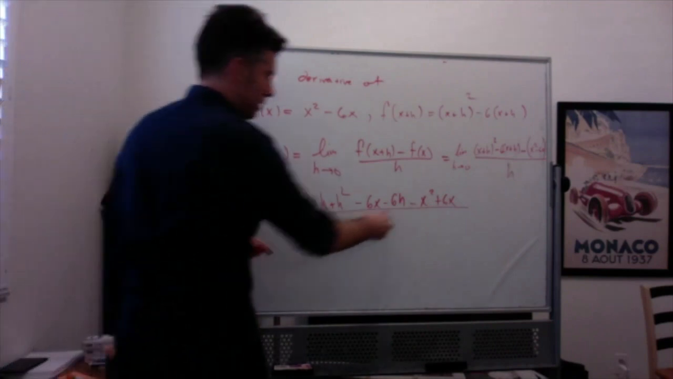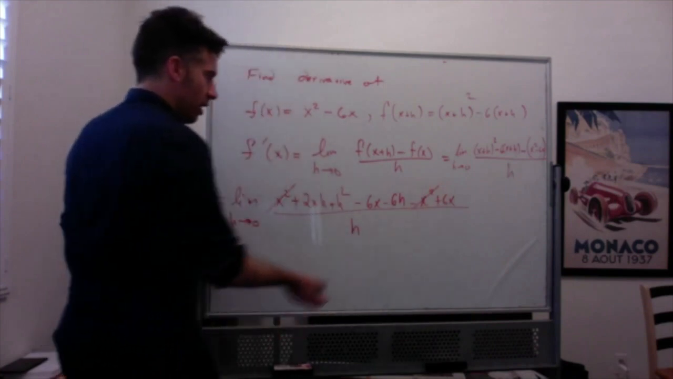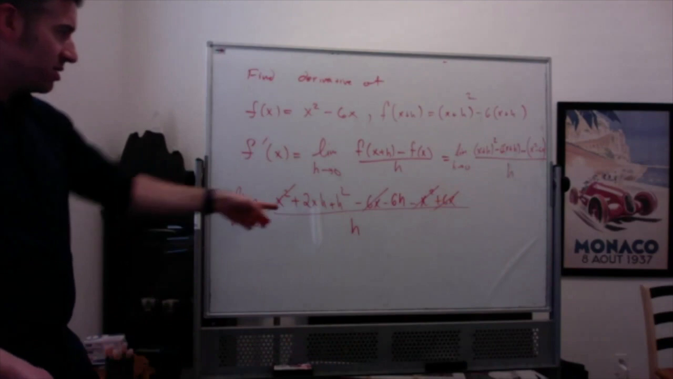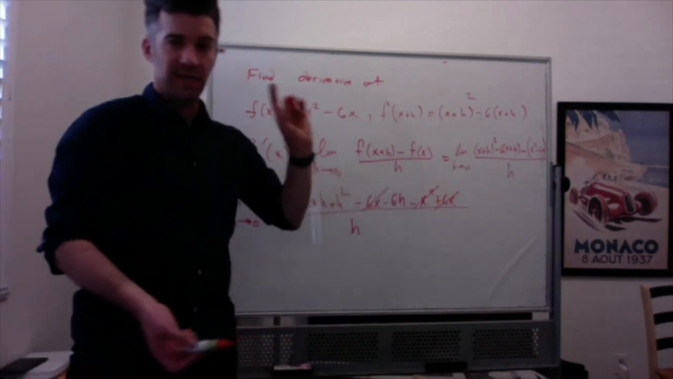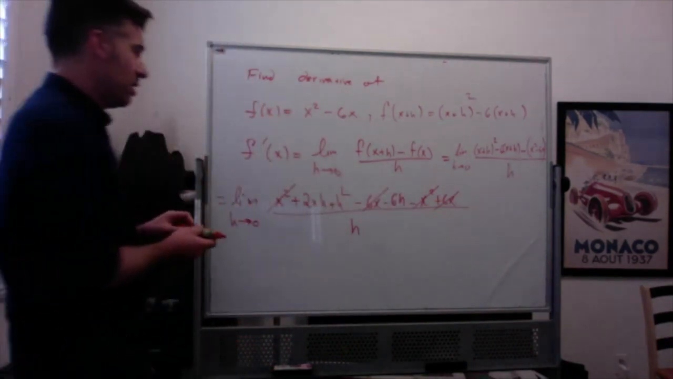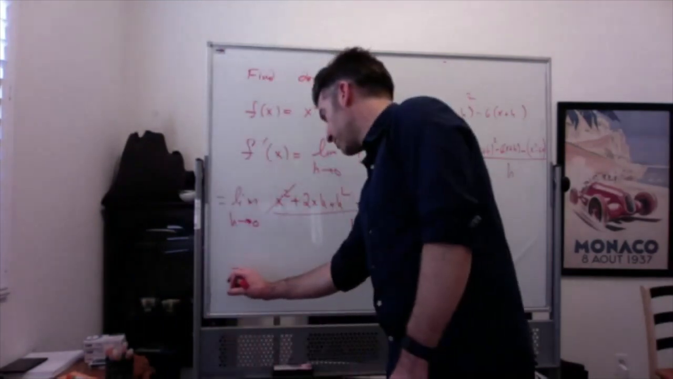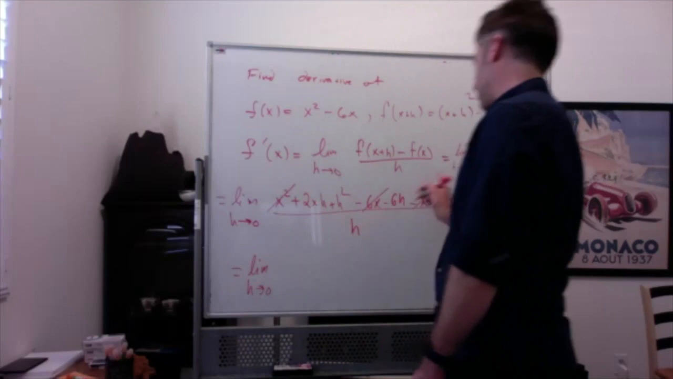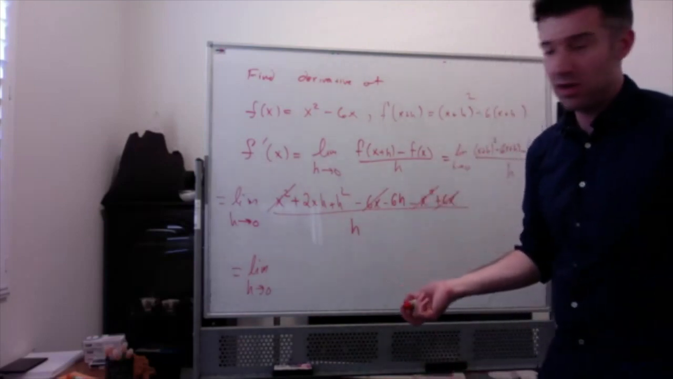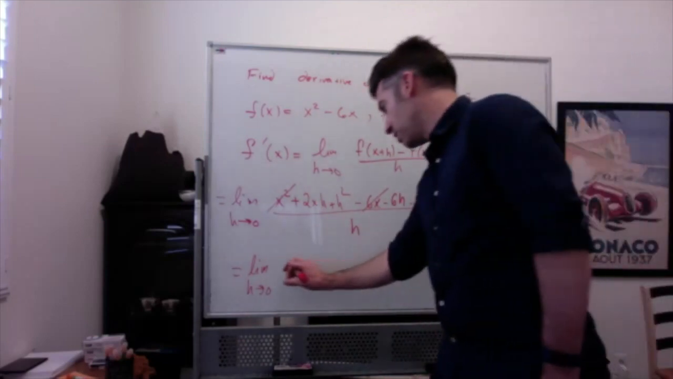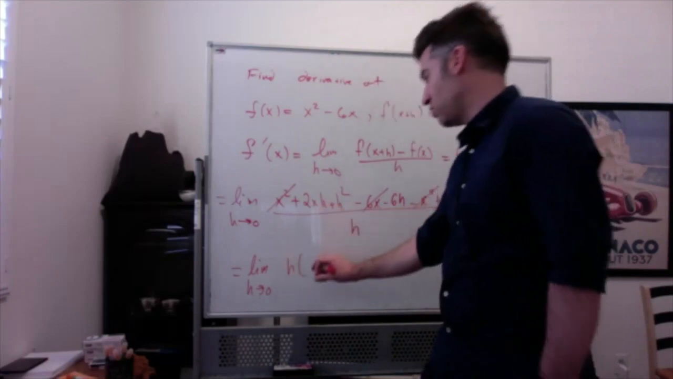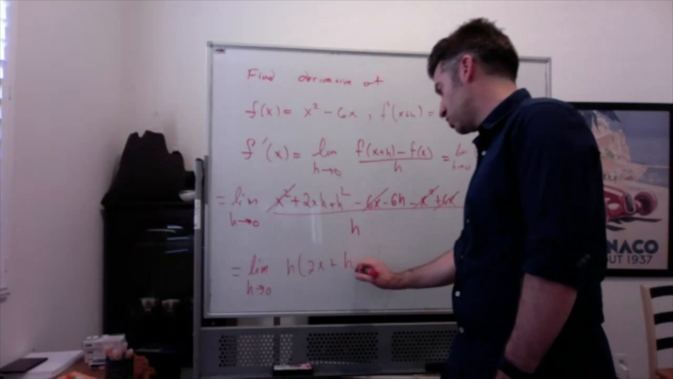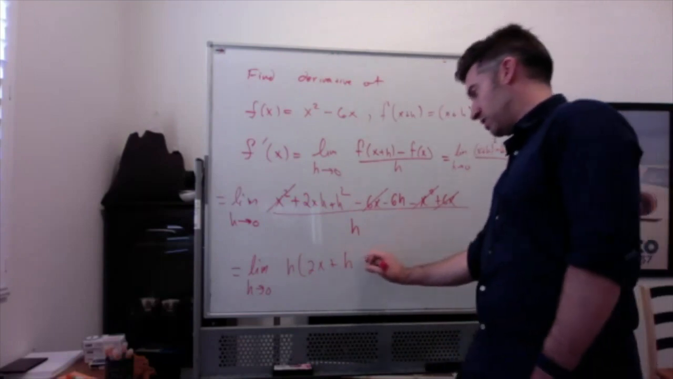So now, all the non-h terms should cancel out. X squared and negative x squared. Negative 6x and positive 6x. Everything else, 2xh, h squared, and negative 6h have an h in them. So then, you can either do the thing where you just divide each thing by h, which is not my favorite, or you can factor out an h from each thing. So I factor out an h, here I'm left with a 2x. Factor out an h from h squared, left with an h. Factor out an h from negative 6h, you're left with a negative 6.